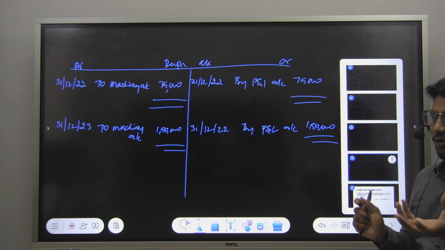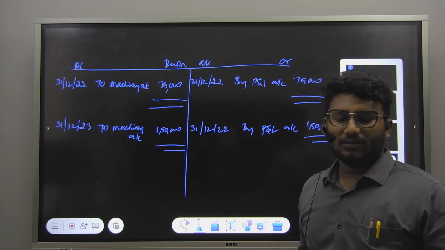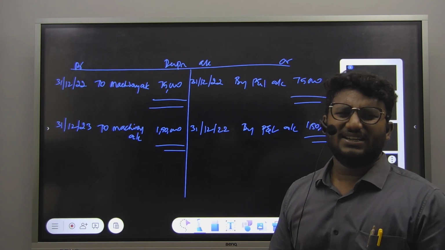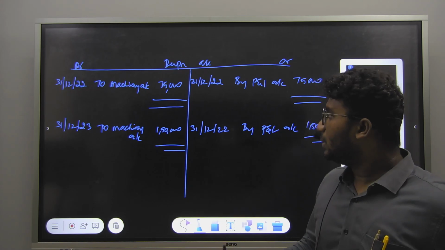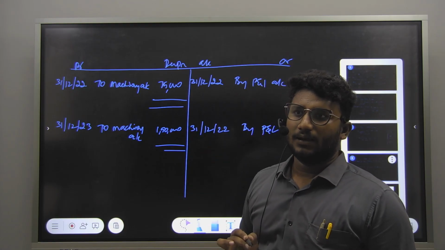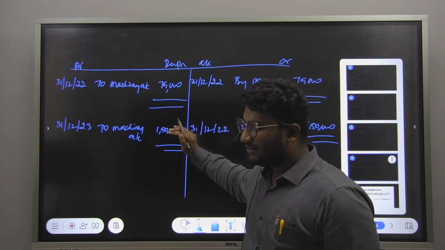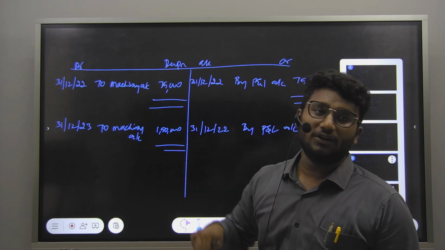See, whatever the journal entries and ledger accounts that we have prepared now, every logic is same, every entry is same. Only the thing is the amount changes. Okay, again I'll clarify this one. Why have we done only 2 years here? Because they asked us to prepare only for 2 years.